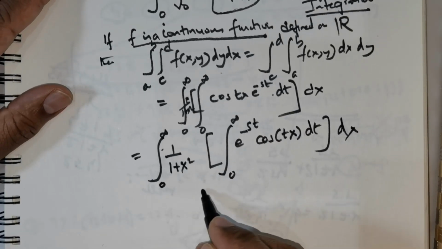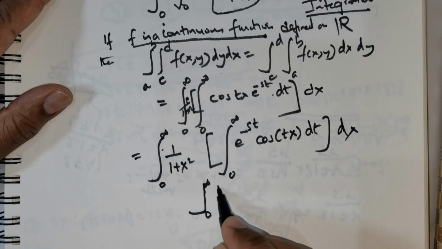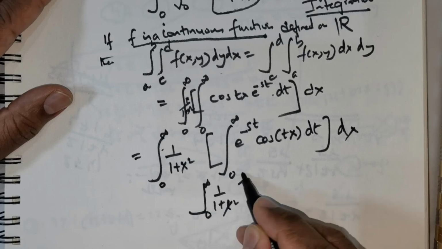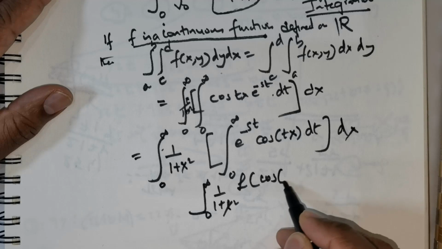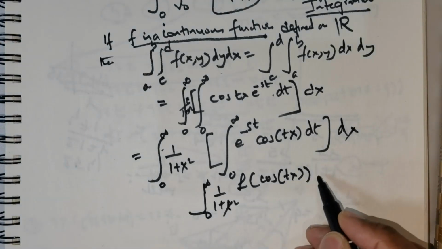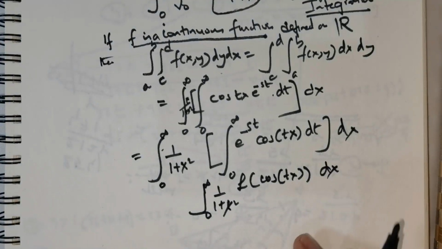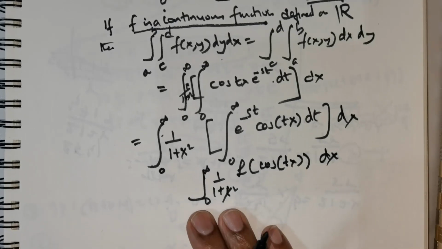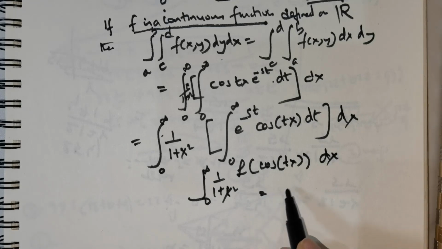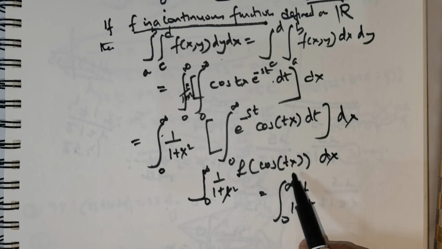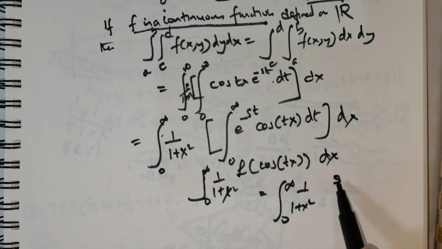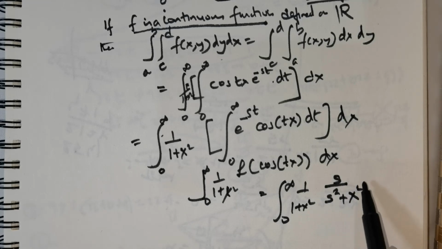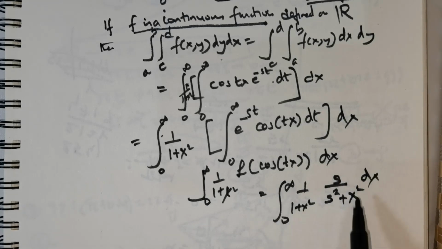So this is nothing but integral 0 to infinity 1 over 1 plus x squared. This is nothing but Laplace transform of cos of tx, right, times dx. Now in this case my constant is x. Have that in mind. So this is going to be equal to integral 0 to infinity 1 over 1 plus x squared. By definition of Laplace transform of cos, we will have s over s squared plus x squared times dx. So we will have to integrate this.